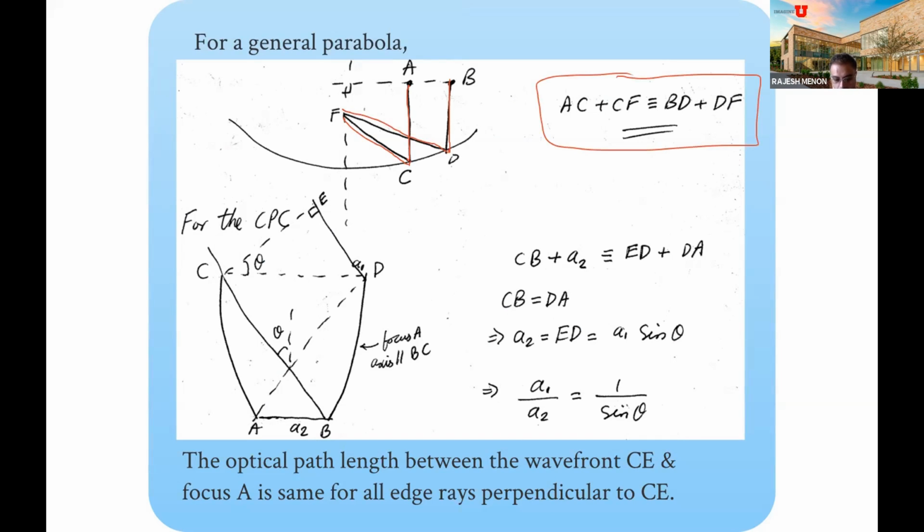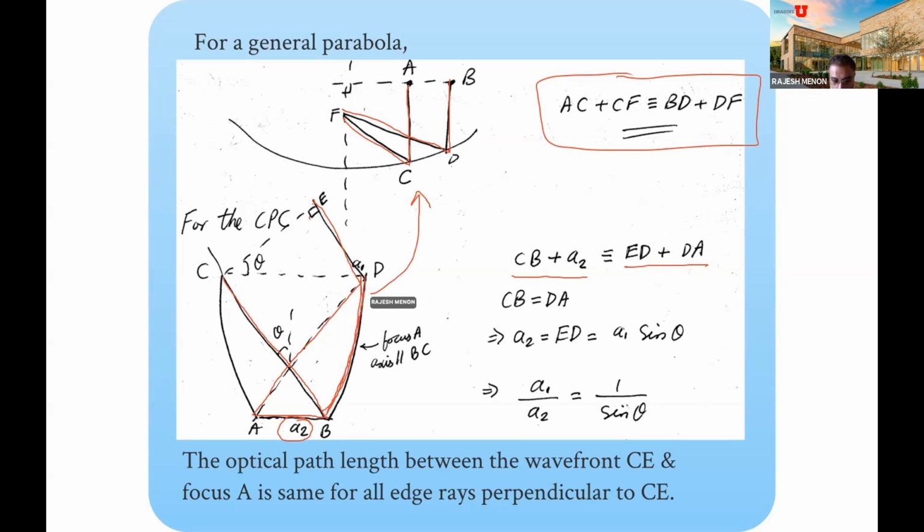So we can write that equation in the context of the CPC at the bottom here, where CB, which is, let's see, where is CB? Is this distance, plus A2, which is the length of the receiver. So I'm only looking at one side of the receiver. That is equal to ED plus DA, as shown here. This just comes from the fact that this is a parabola, right? Those path lengths that we see, you just rotate it, it's exactly the same as this.